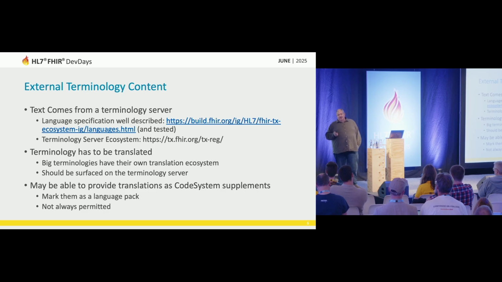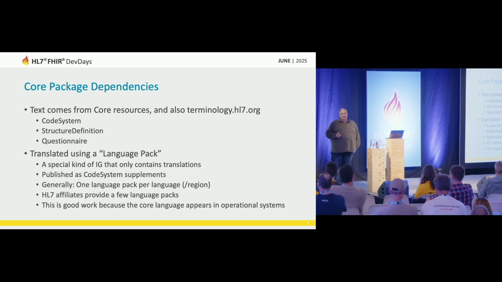Big terminologies like LOINC and SNOMED come with translations. Maybe they have translation to your language, maybe they do not, or to a language of your choice. Otherwise, you have to provision that somehow from the terminology service authority or with a code system supplement. But even if you do it with a code system supplement, sometimes you're not allowed to by the code system authority. Then core package dependencies on the FHIR core and the terminology, particularly terminology.hl7.org.